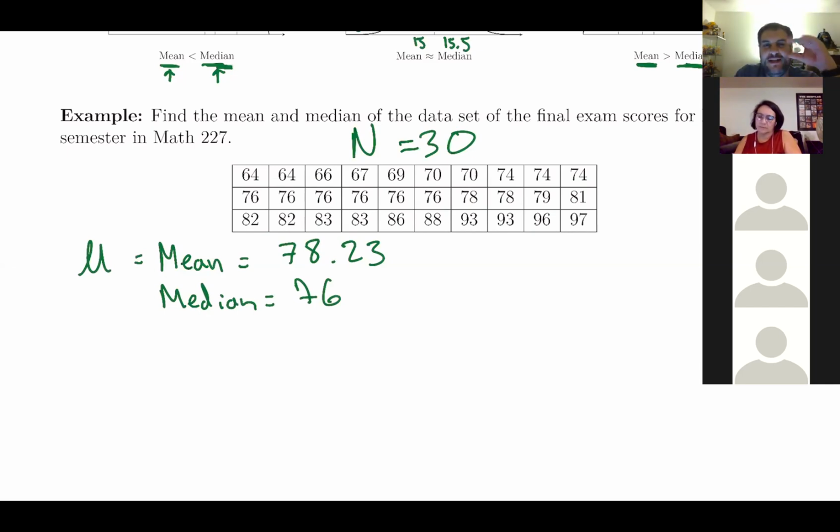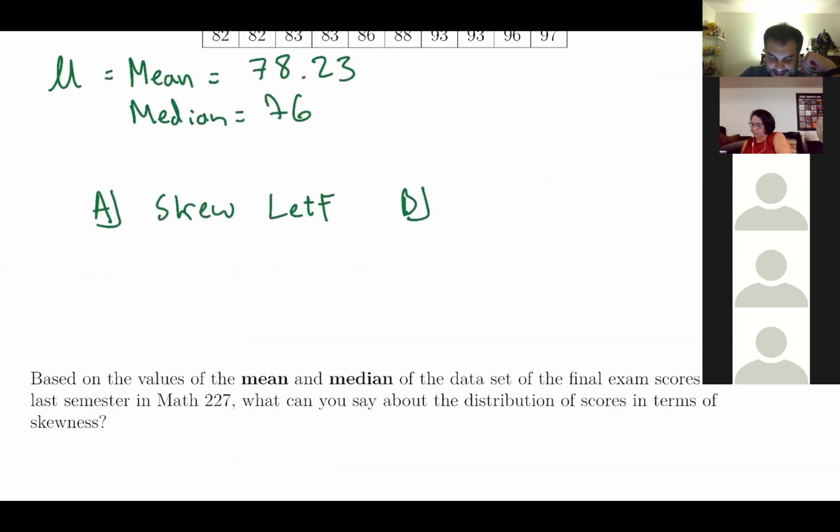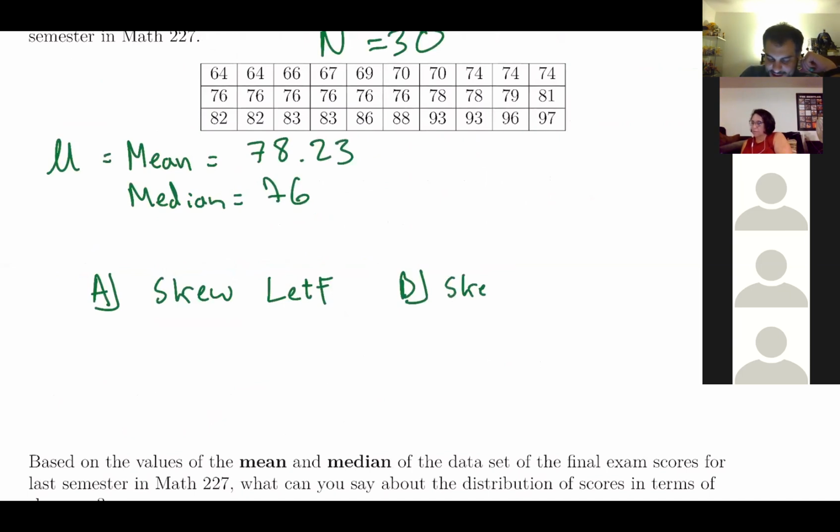All right, so let's look at the mean and let's look at the median. If I look at the mean and the median, what should I say? Should I say that they're pretty close to each other, or is there a big difference between the two? Yeah, they're pretty close to each other. So let's say skew right.